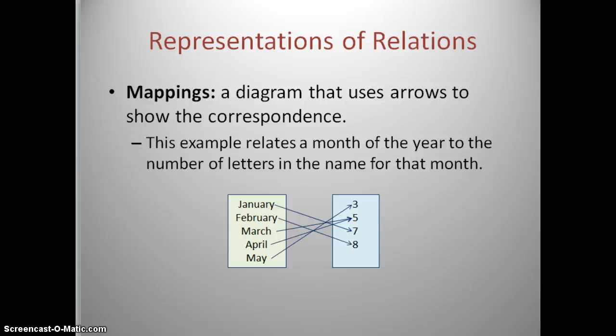Now there are different ways that we can represent relations. The first way is called a mapping, or sometimes an arrow diagram. This is a diagram that uses arrows to show the correspondence. So in the example here we have a relation between months of the year and the number of letters in the name for each month. So here we see that January maps to 7, February maps to 8, March to 5, April also to 5, and May goes to 3.